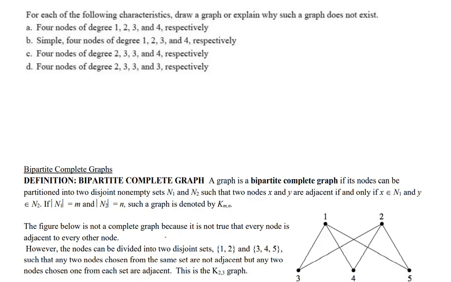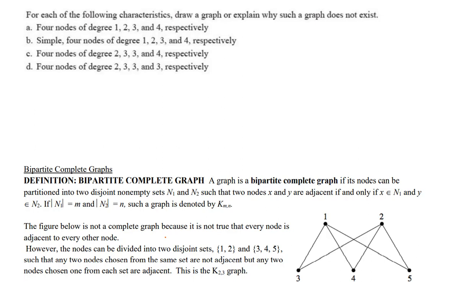Hello, in this video we're going to review some of the terminologies about graphs. So we're going to see this example here. It says, for each of the following characteristics, draw a graph or explain why such a graph does not exist.